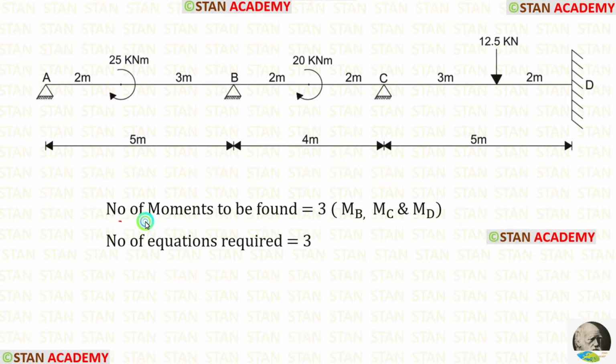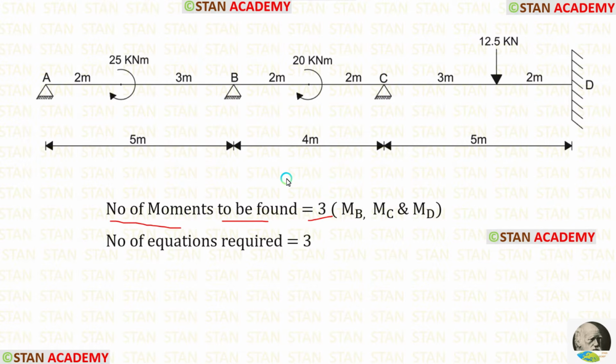In this beam, we have to find three moments. In the point A, there will be no moment because it is the simply supported end. In the point B, we have to find MB. In the point C, we have to find MC. In the point D, we have to find MD. So, the number of moments to be found is 3.